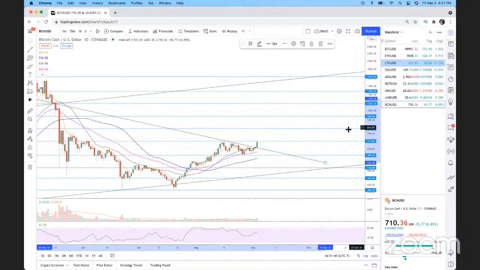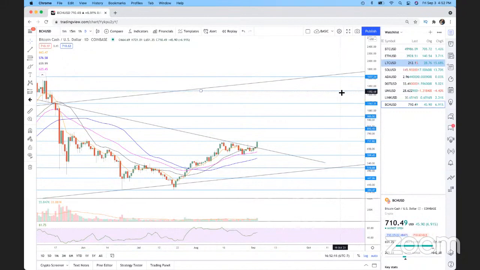Targets: 842, something near 920, 985, 1000. Every time there is a big change in numbers, like from 90 to 100, from 900 to 1000, when the digits change, that is a major psychological resistance wall or support wall. In this case, it will be a resistance, so expect some tension if it gets to that level. Then eventually 1100, 1300, and maybe 1600. Those are the targets moving forward.